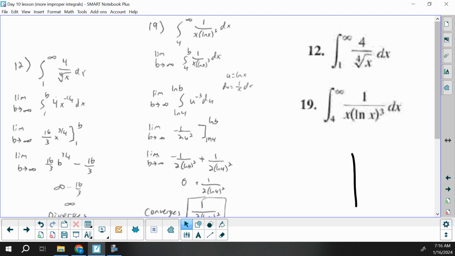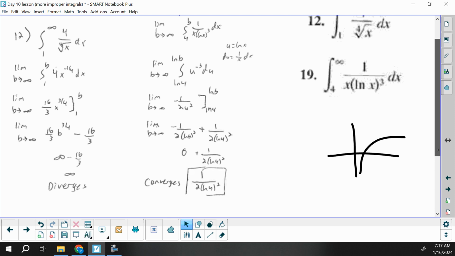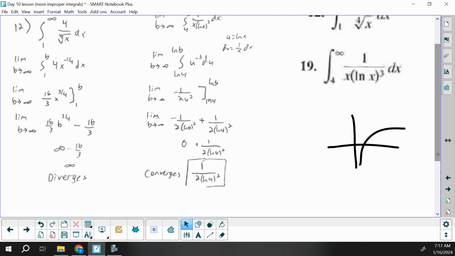That graph of natural log looks something like that. So as b goes to infinity, natural log of b also goes to infinity. So essentially our denominator is getting huge in that first term. When the denominator gets huge, the value of the fraction goes to 0. So we're just left with that second part. So we are converging at 1 over 2 natural log of 4 squared.